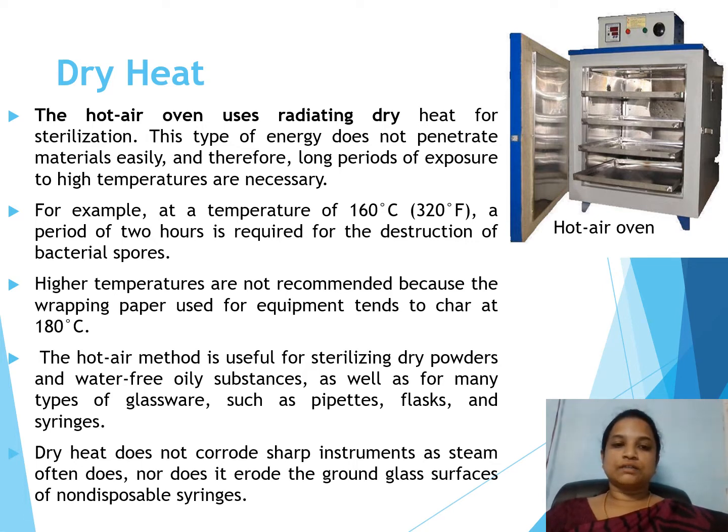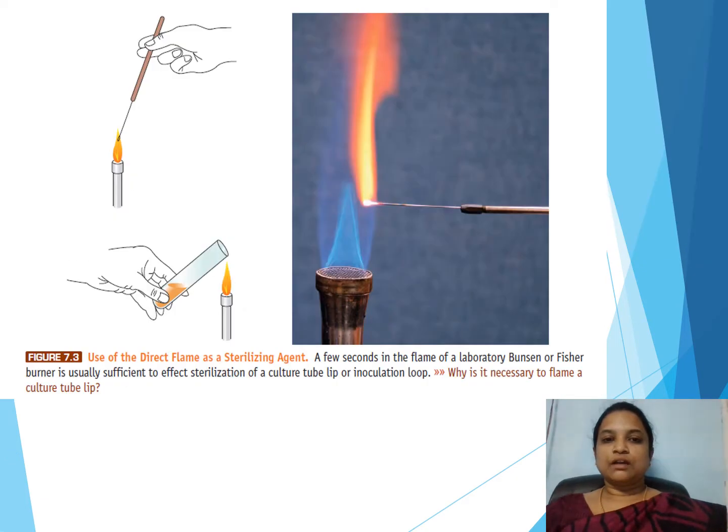Higher temperatures are not recommended because the wrapping paper used for equipment tends to char at 180 degrees Celsius. The hot air method is useful for sterilizing dry powders and water-free oily substances, as well as glassware such as pipettes, flasks, and syringes. One more advantage of this dry heat method is that it does not corrode sharp instruments as well as glass surfaces. This picture shows the use of direct flame as a sterilizing agent.